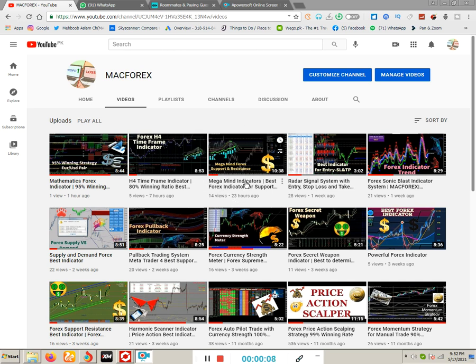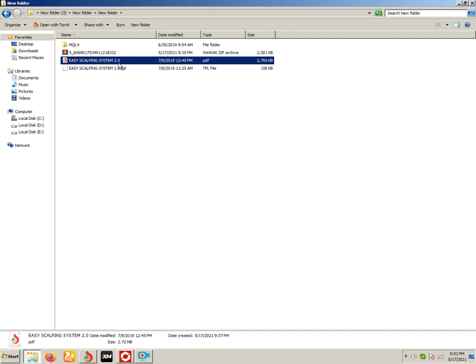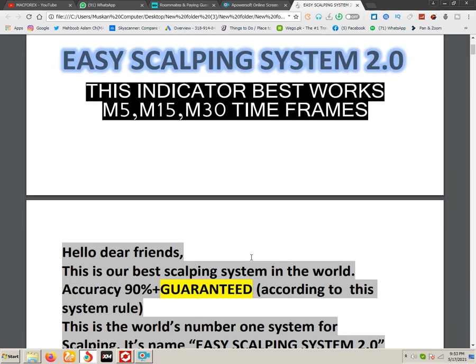Today I have brought one more very best indicator for you, and I hope you will learn something with this indicator. This indicator name is Easy Scalping System. First of all I will show you a look at the Easy Scalping System, and this indicator works best with different time frames. You can attach this indicator to any time frame, but the best time frames are M5, M15, M30 minutes.